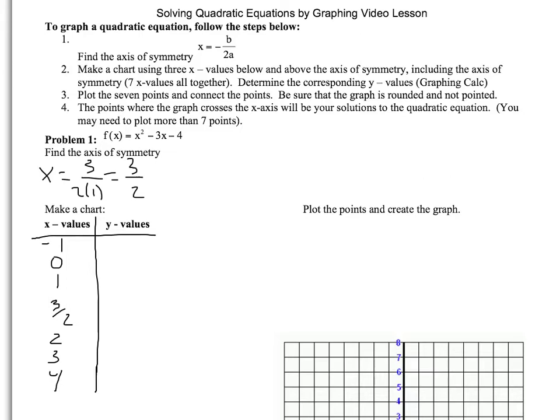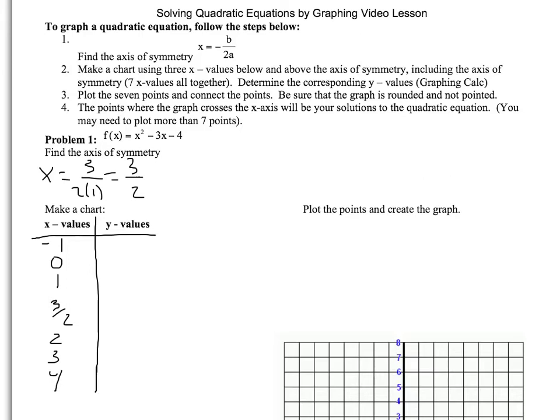I also need to make sure that your table is set up correctly. So the way you do that is you hit second window. Please make sure your table starts at 0 where it says TBL start equals 0. And then afterwards the little triangle TBL, make sure it equals 1. If that is the case, you can now hit second graph. And you need to go up on your table to see an x value of negative 1.